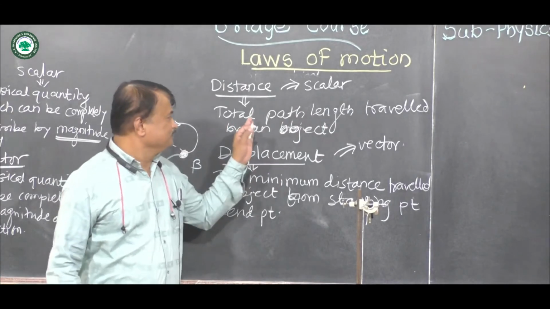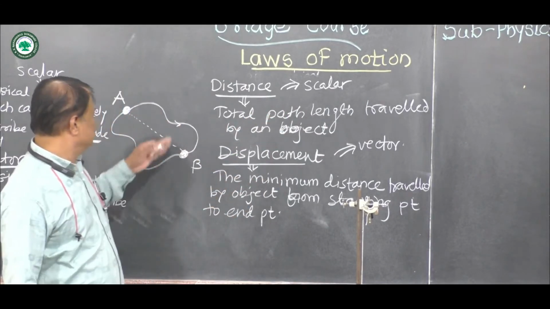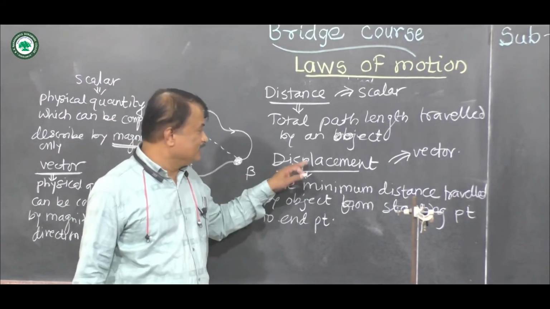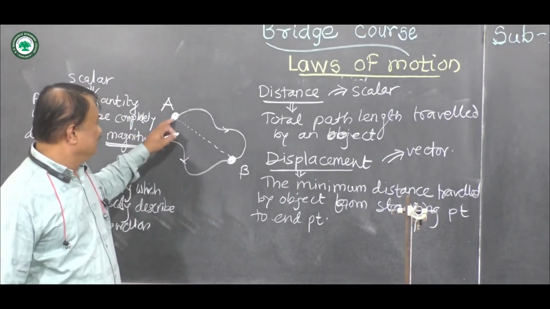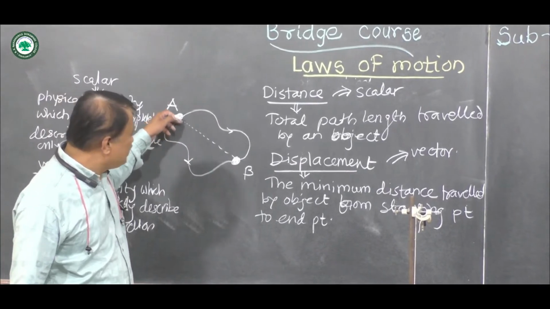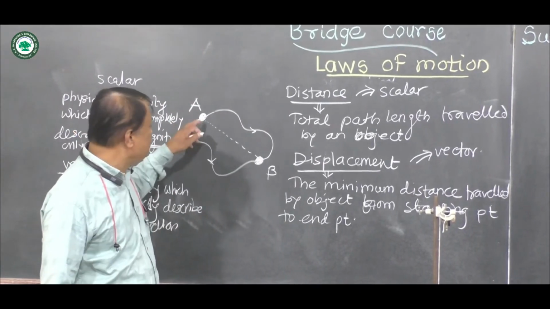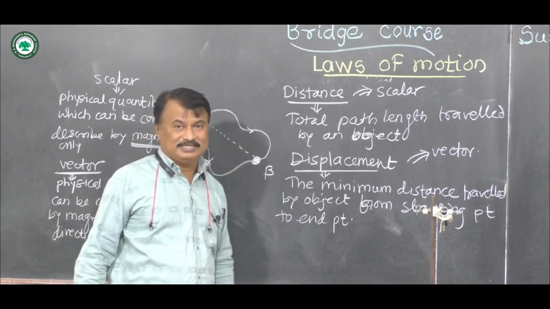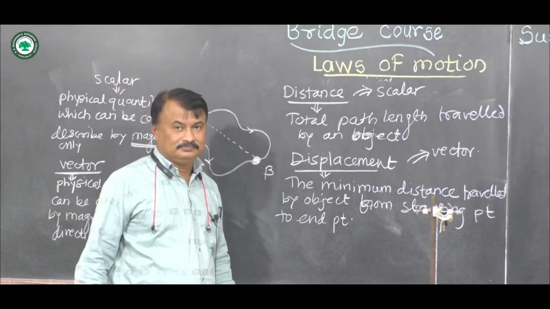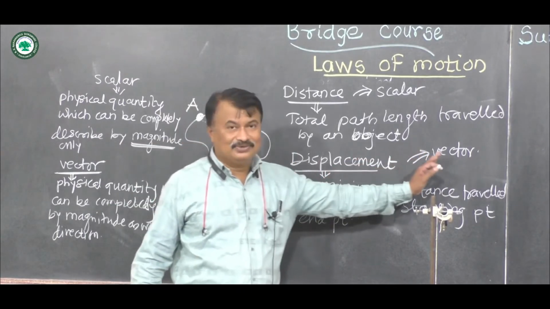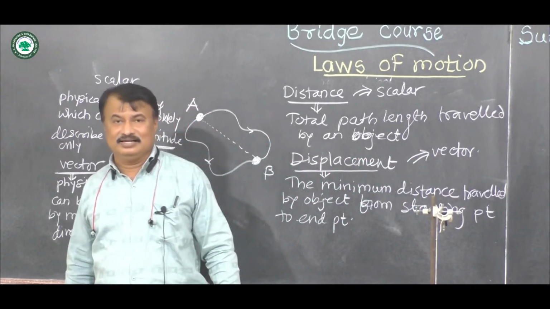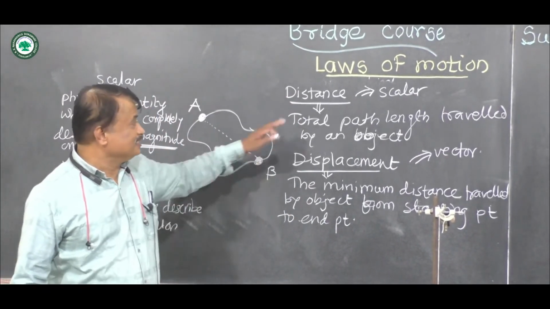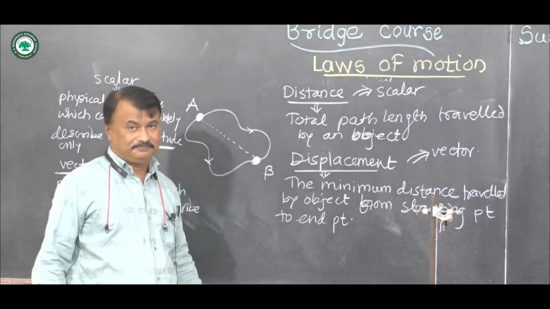When we consider total path length, there is no requirement of direction. But when we consider displacement, we have to mention the direction, and we have to mention the starting point and end point. Then and only then we find out displacement. And therefore, displacement is called a vector quantity, and distance is a scalar quantity.